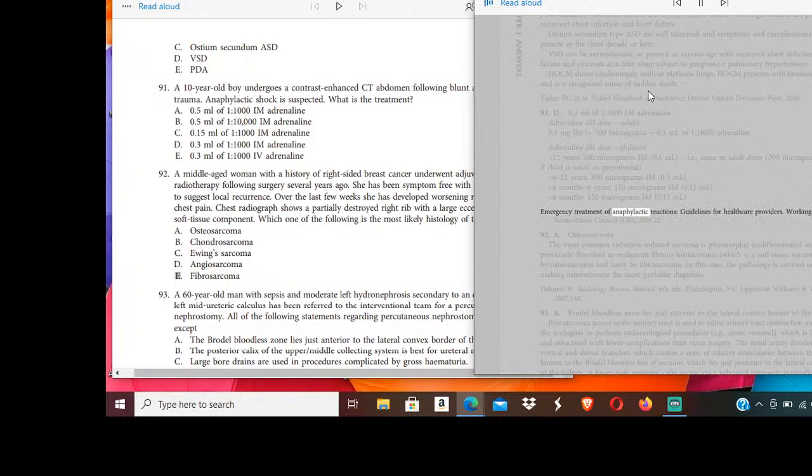Emergency treatment of anaphylactic reactions, guidelines for healthcare providers. Working Group of the Resuscitation Council, UK, 2008:22.